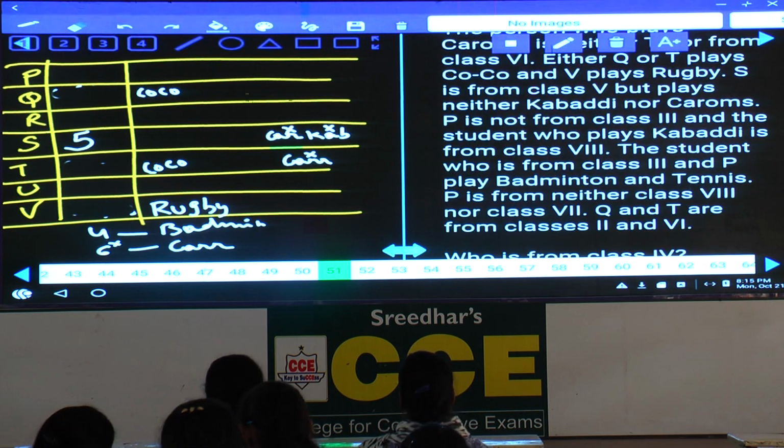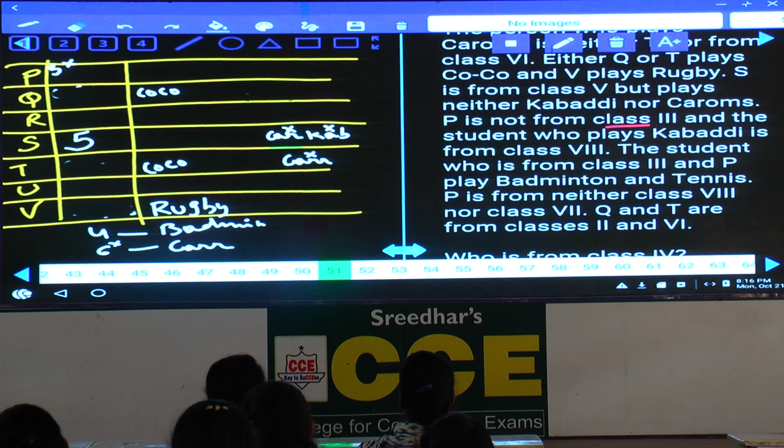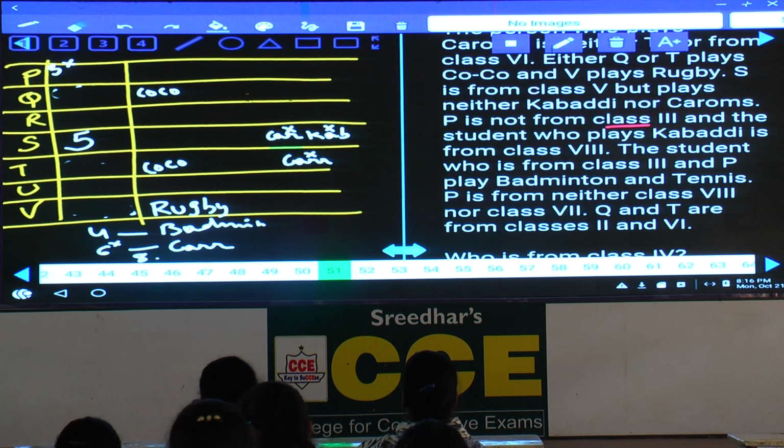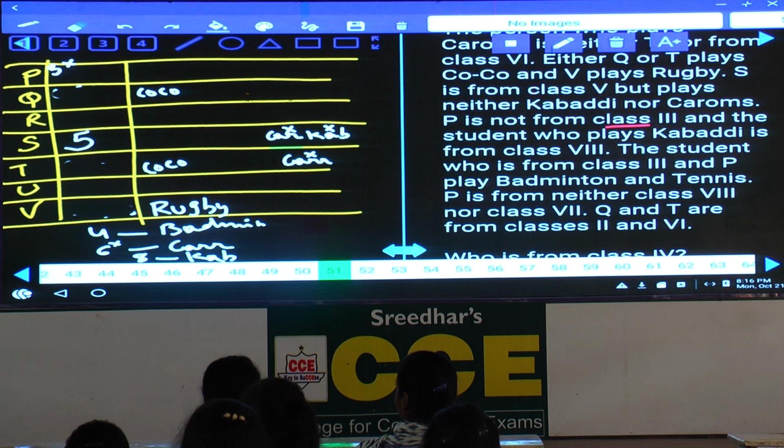And P is not from class 3. Now P is not from class 3, class 3 is ruled out, 3 cannot be here. And the student who plays kabaddi is from class 8. Kabaddi is class 8, the 8th class person is playing kabaddi. Then the student who is from class 3 and P play badminton and tennis. Now class 3 and P play badminton and tennis, isn't it?